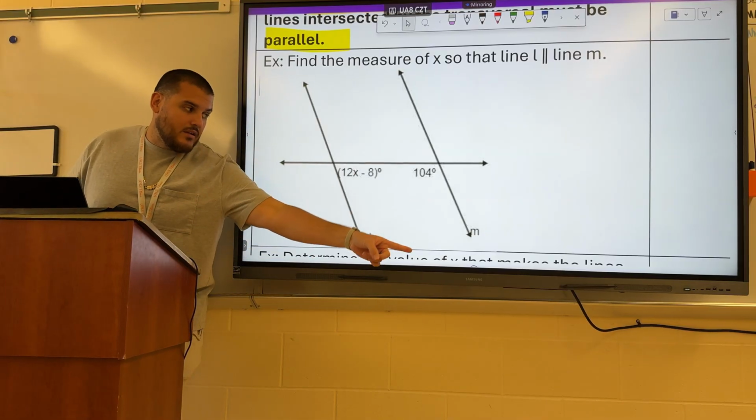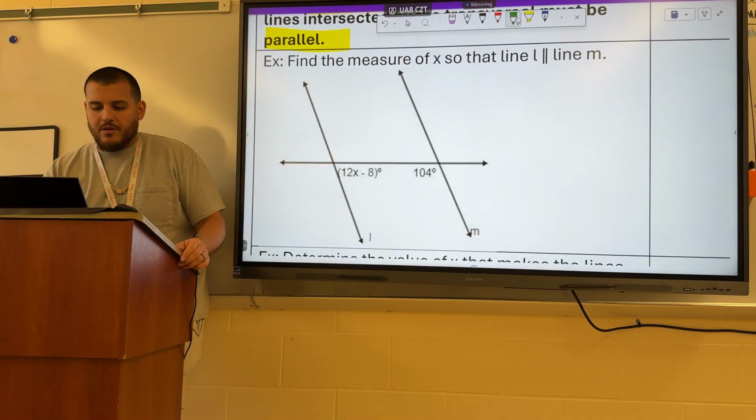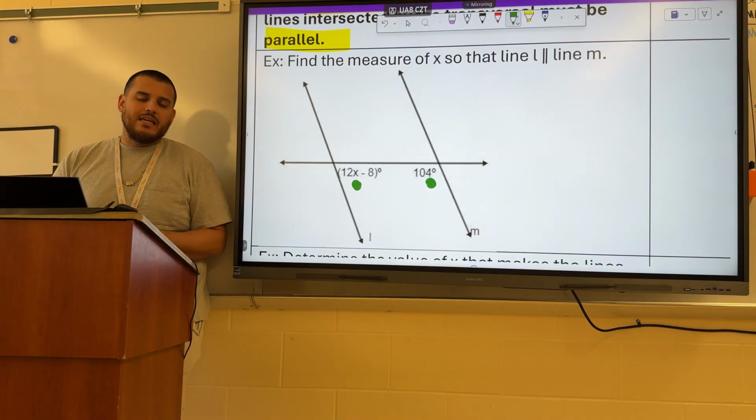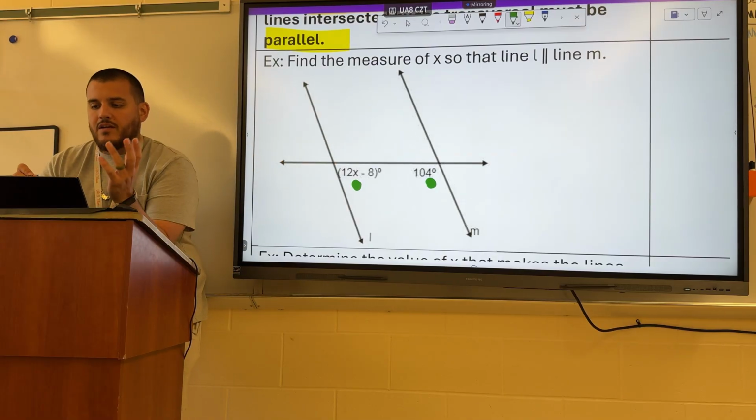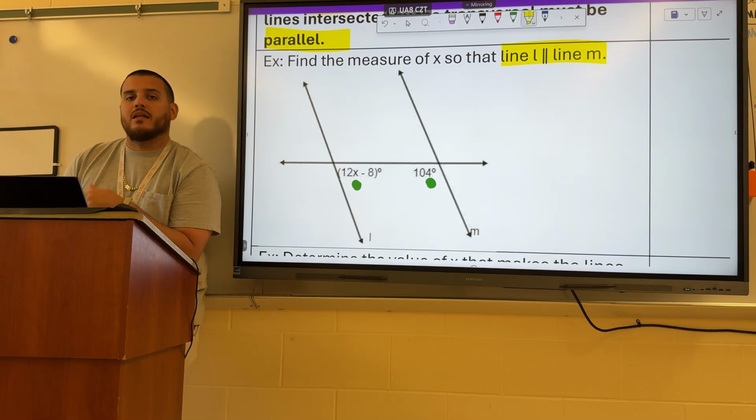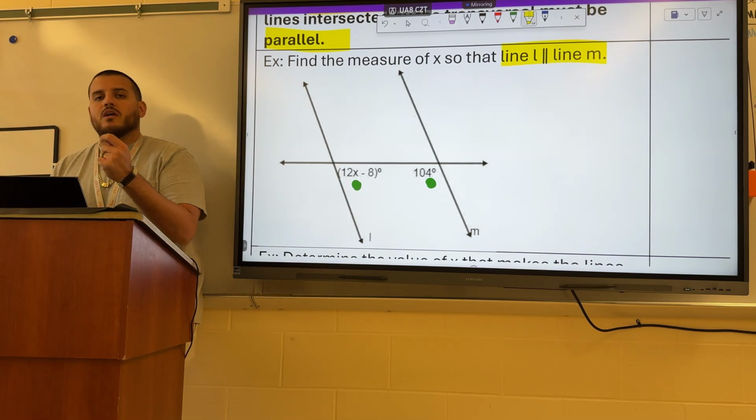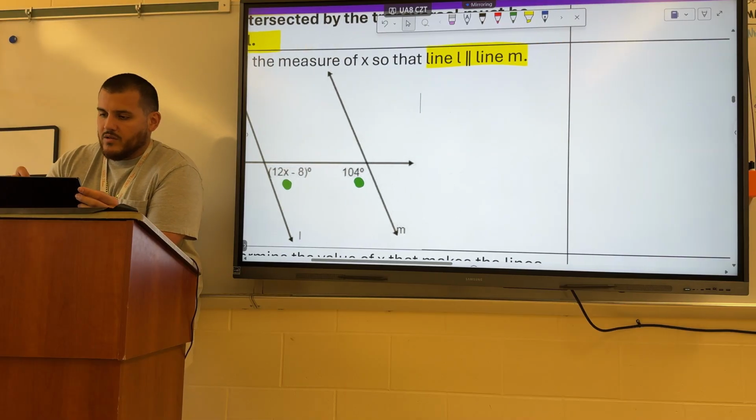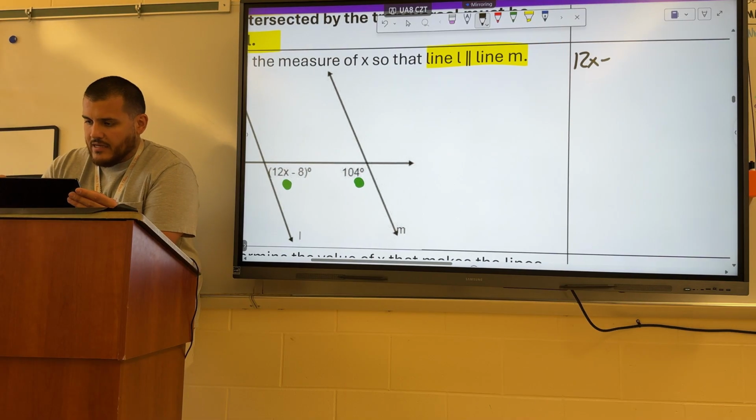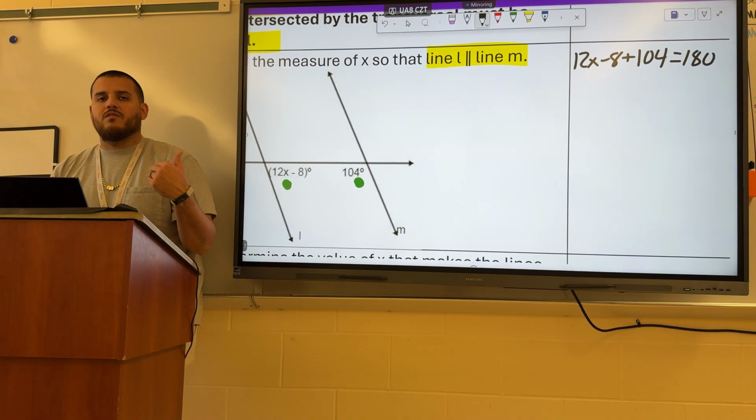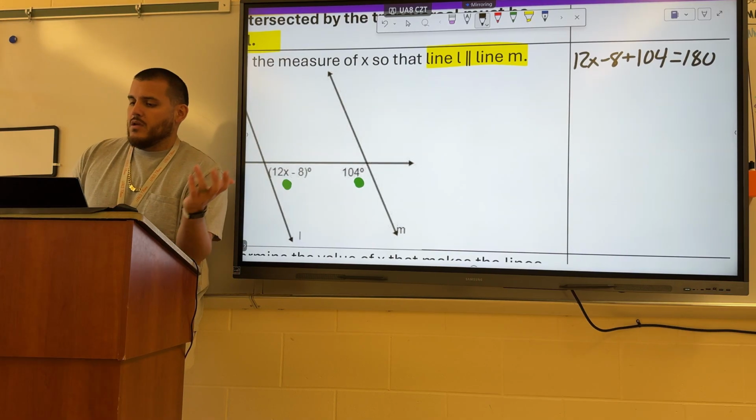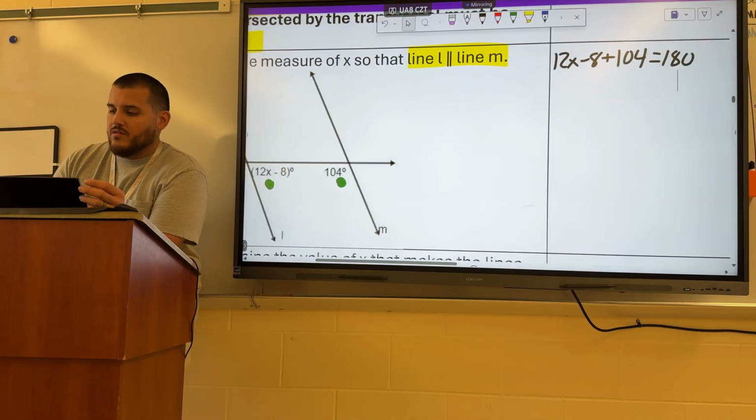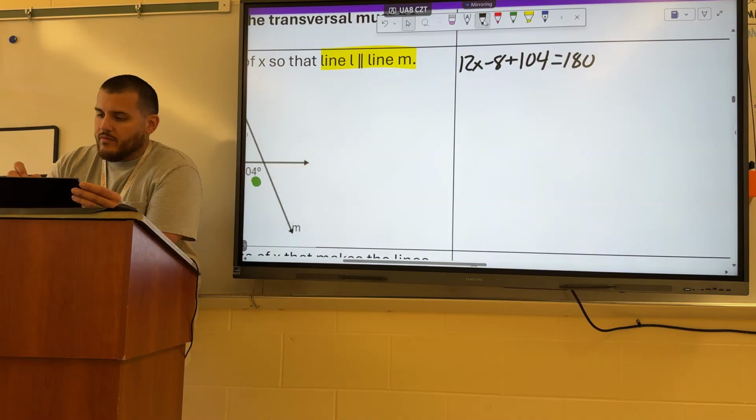So if line L is parallel to line M, certain math would happen here. These angles would be consecutive interior angles. They're in between L and M. They're on the same side of the transversal. And on parallel lines, consecutive interior angles must be supplementary to each other. Therefore, that 12x minus 8 plus the 104 would have to equal 180. So the value I get for x in this equation would make line L parallel to line M for that math to support my converse theorem for parallel lines, right?